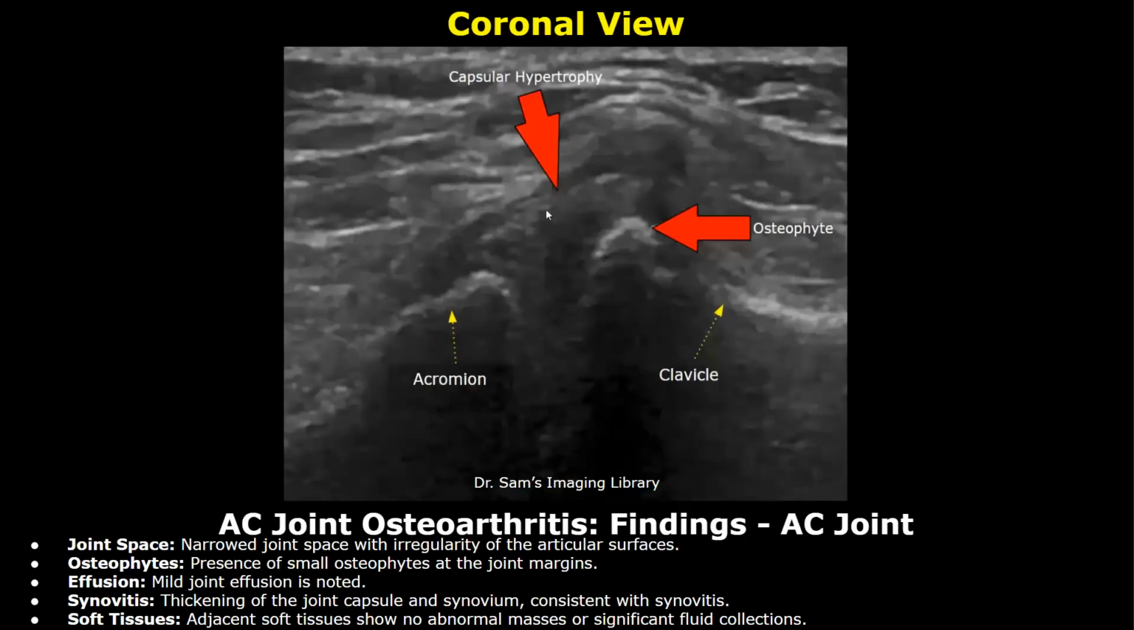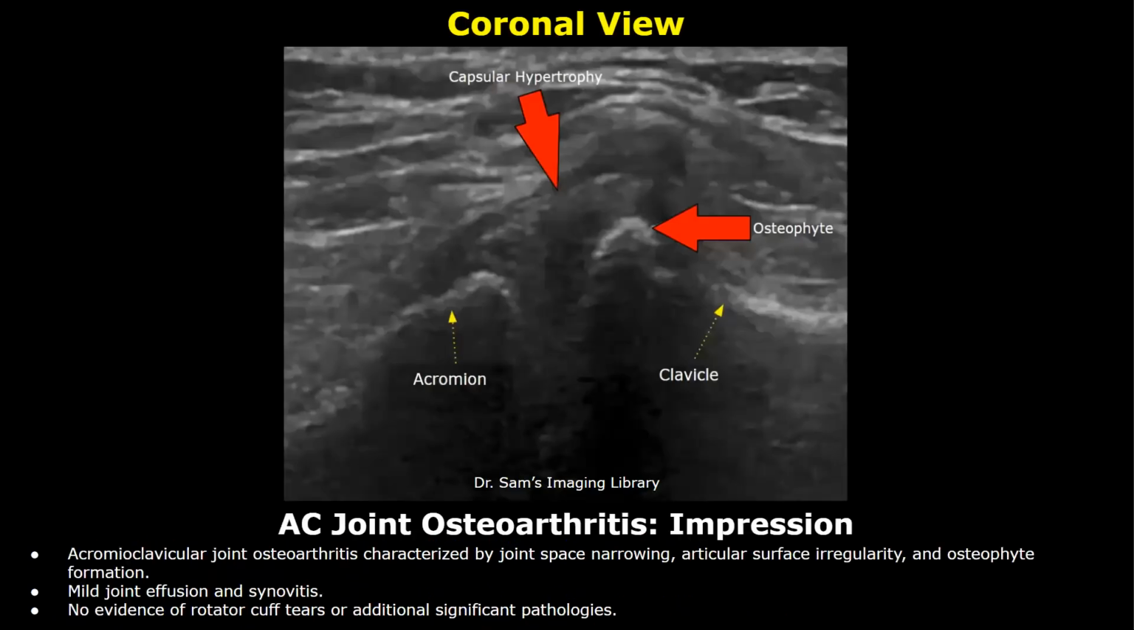Effusion: mild joint effusion is noted. Synovitis: thickening of the joint capsule and synovium consistent with synovitis. Soft tissues: adjacent soft tissues show no abnormal masses or significant fluid collections.